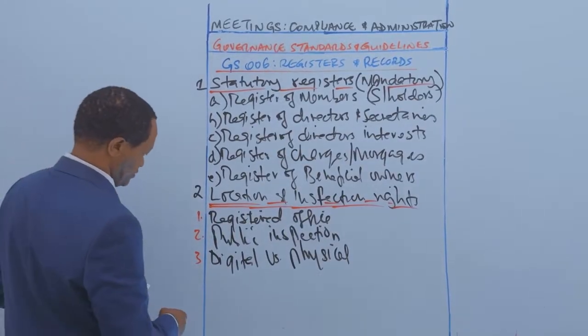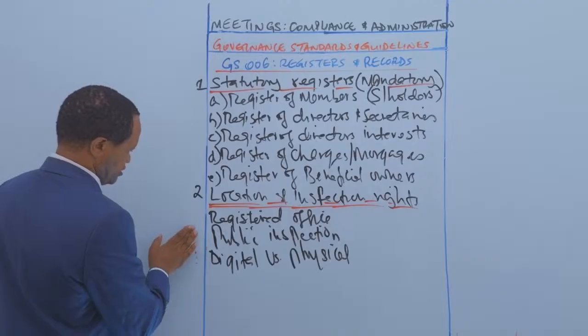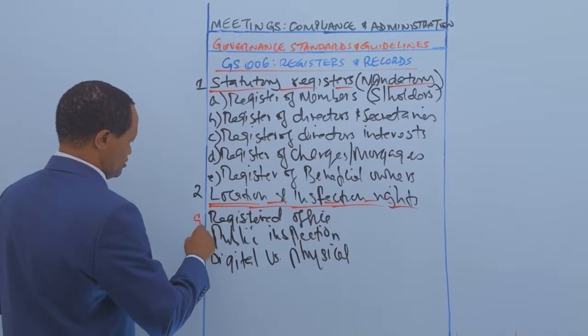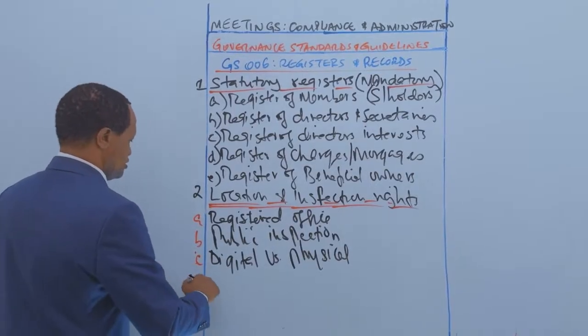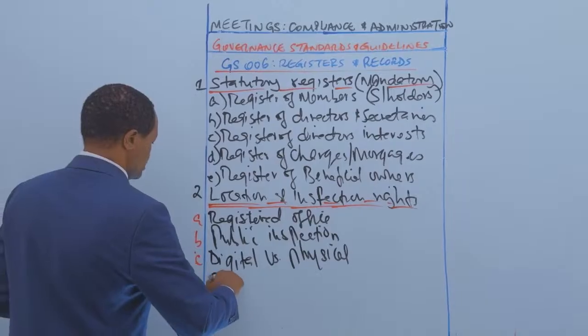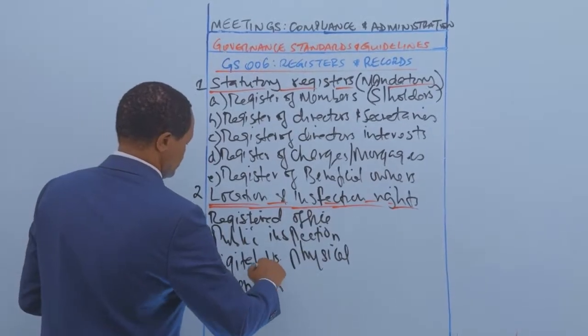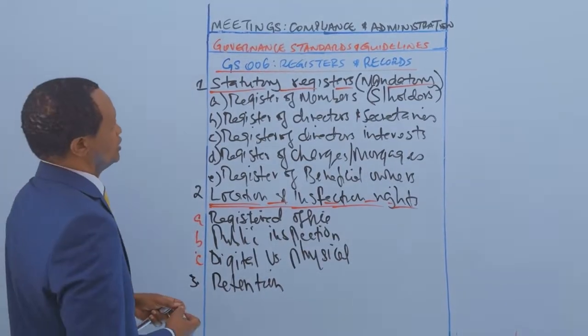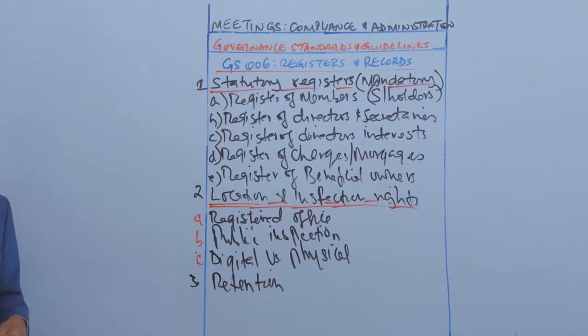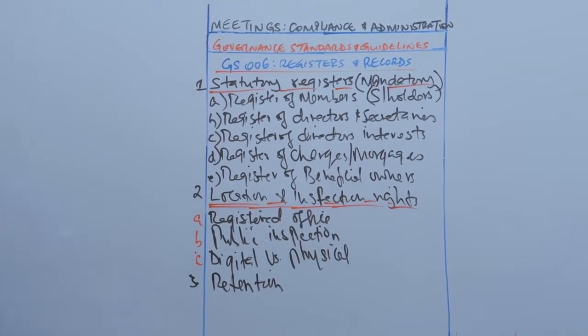So this is ABC. Then 3, retention. We have to discuss retention as per GS006. How long must records be kept? Now, while laws vary by region, the standard generally allows for certain benchmarks.